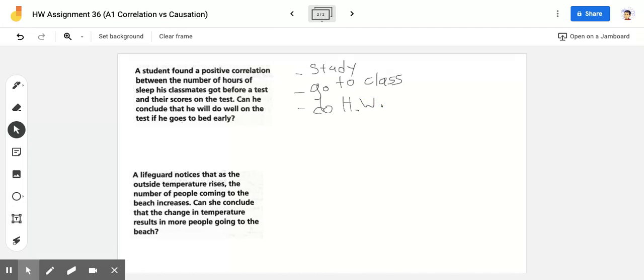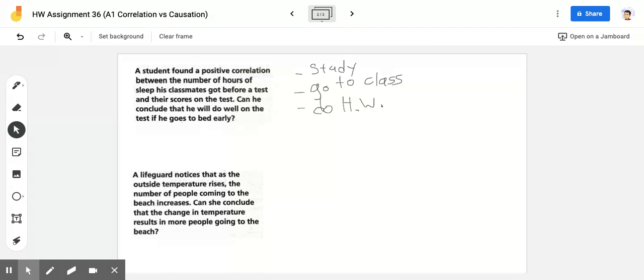It's not just if you go to bed early. Otherwise people would go to bed early all the time and just do really well on exams. But it doesn't work like that. There are other factors. So he cannot conclude that he will do well on the test if he goes to bed early. There is no causal relationship there. All right. Second example, a lifeguard notices that as the outside temperature rises, the number of people coming to the beach increases. Can she conclude that the change in temperature results in more people going to the beach?